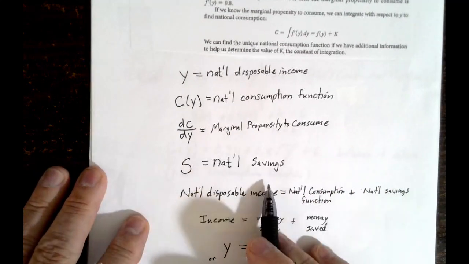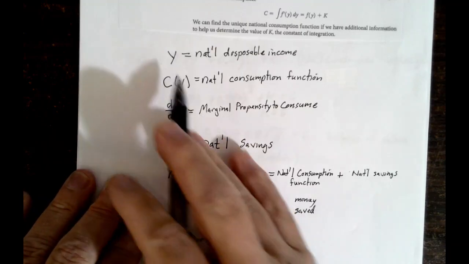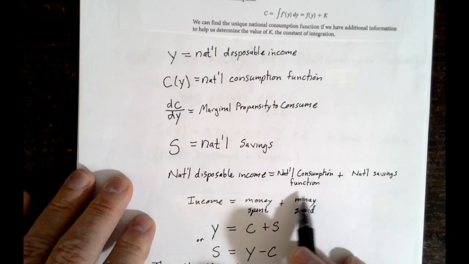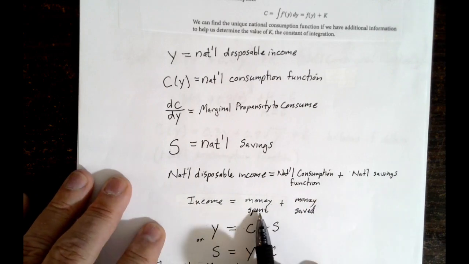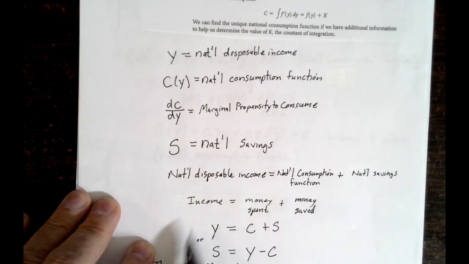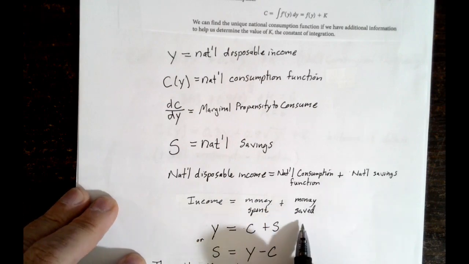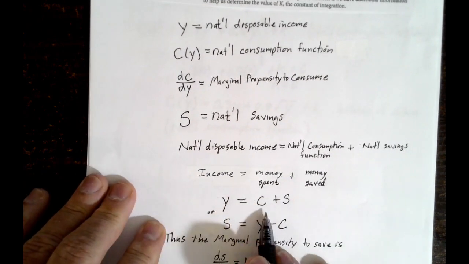If s equals your savings, then the national disposable income y equals your consumption plus your savings, meaning your income is the money you spent plus the money you saved. The two of them together add up to your total income. You spend some money and you save some money in your bank account. So basically y equals c plus s.